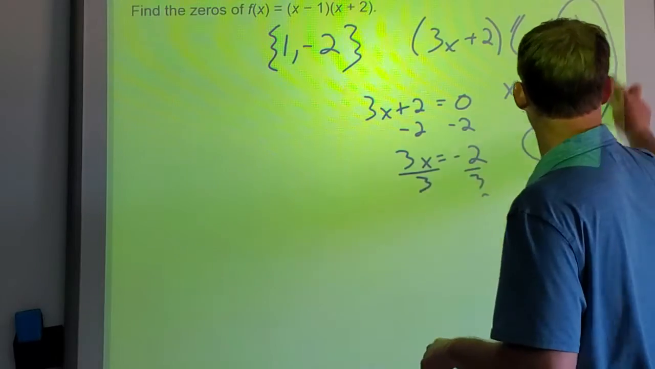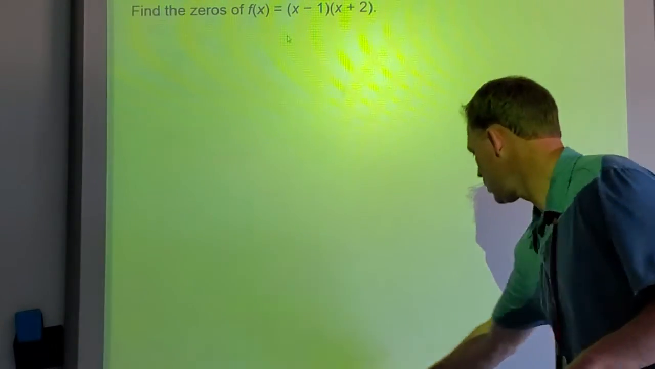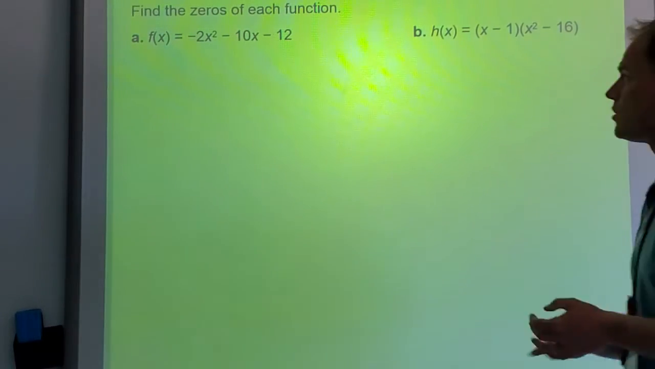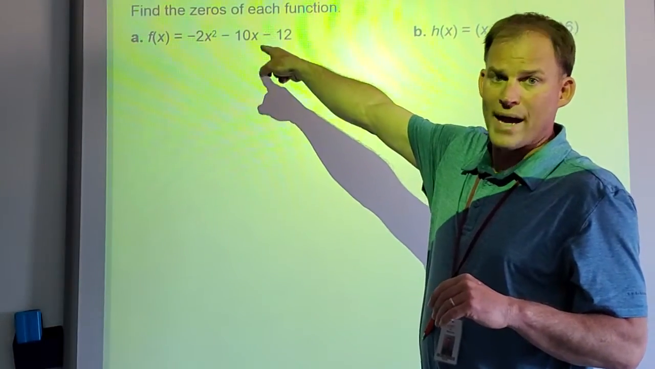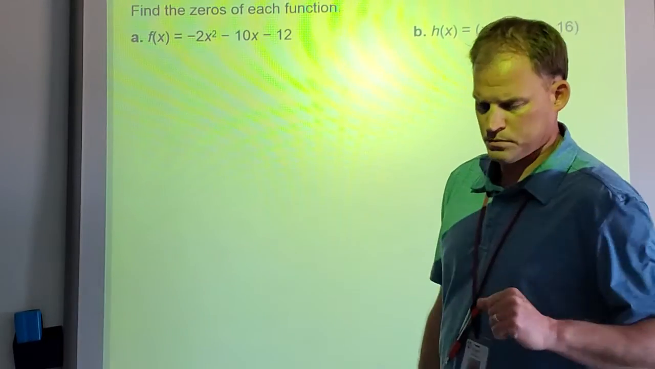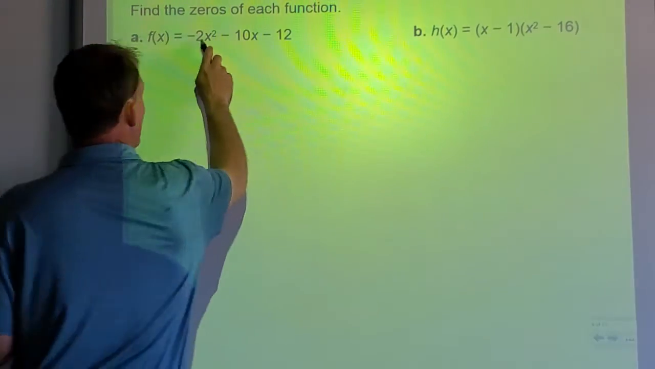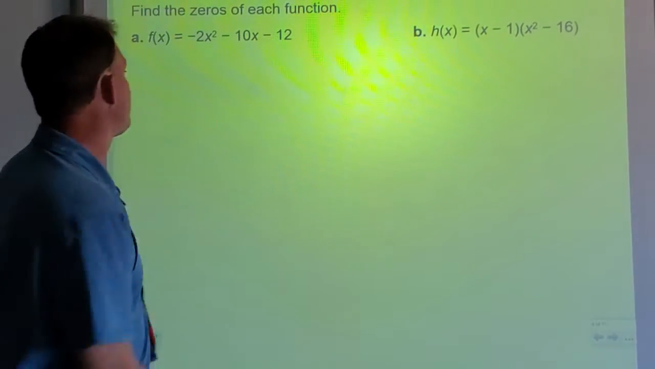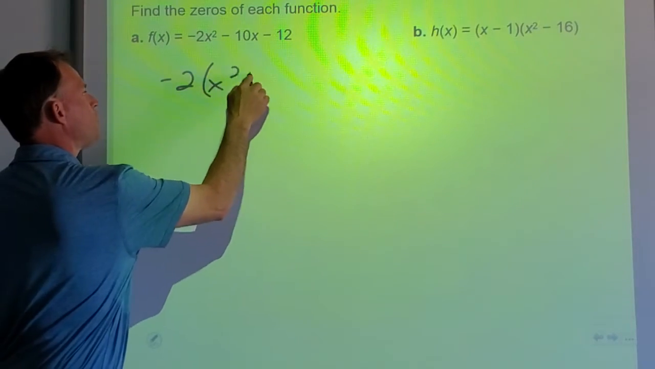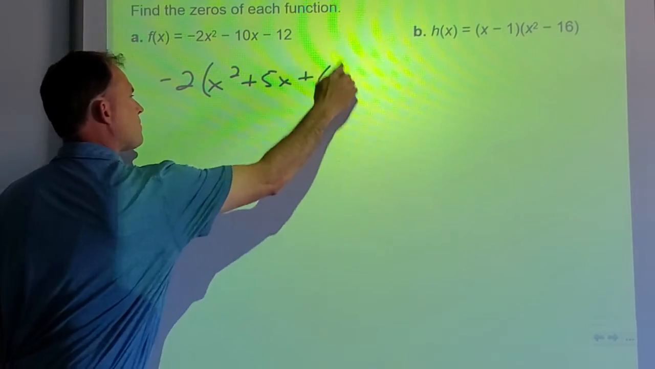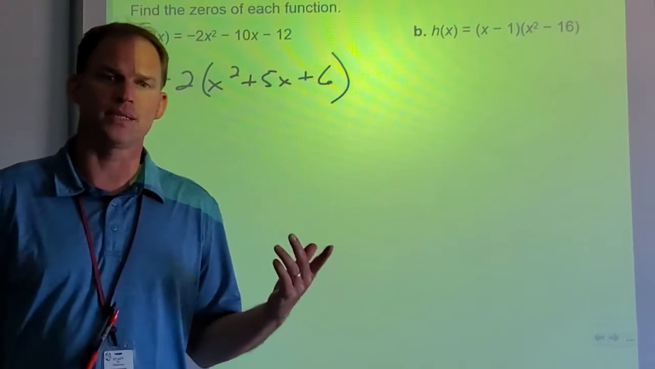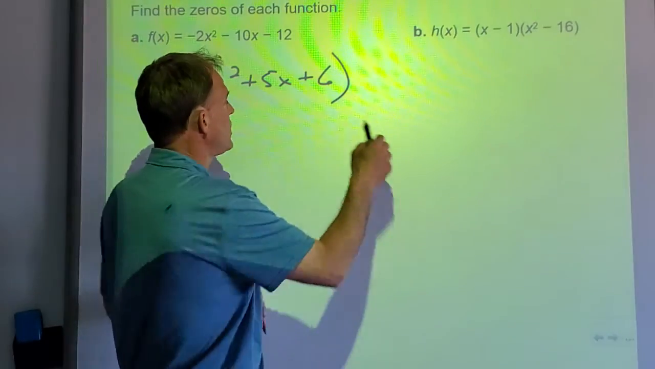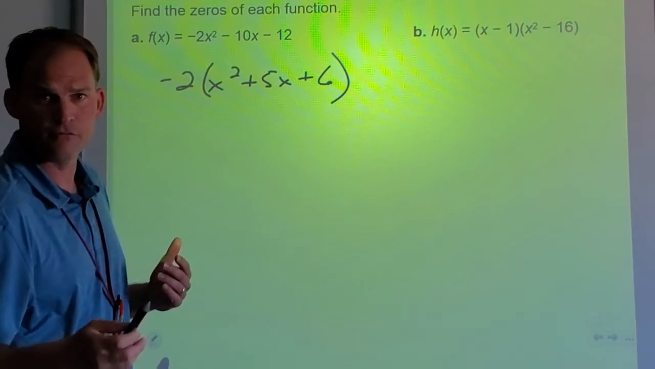All right? So, find the zeros. Factor, find the zeros. Do it on your own. So, GCF first. Always look for a GCF. In this case, -2. What kind of factoring is that? Yeah, fast factoring, or MA factoring. What multiplies to 6 and adds to 5?